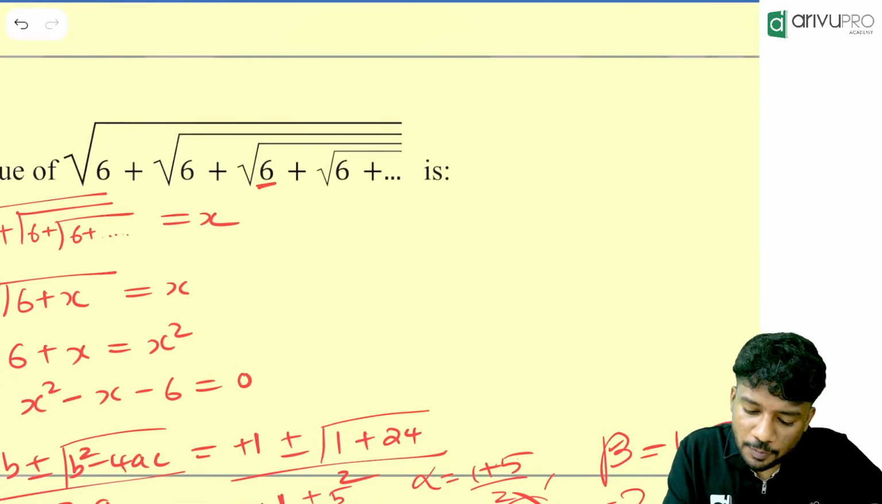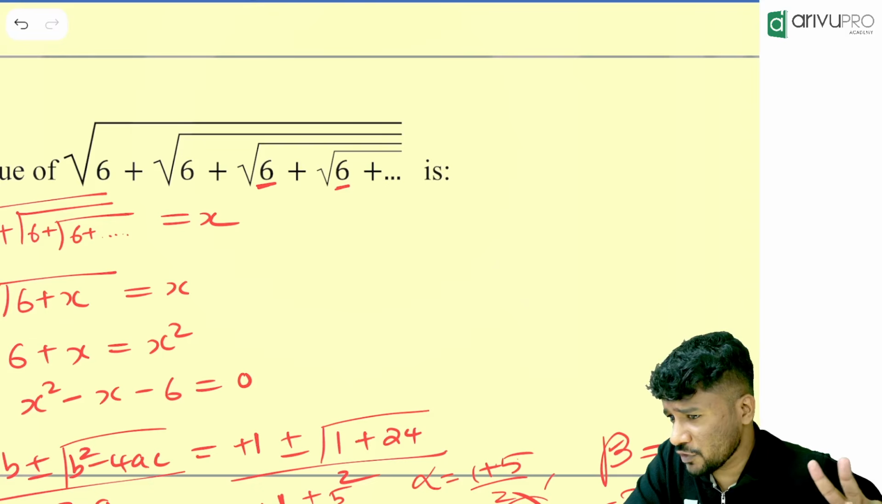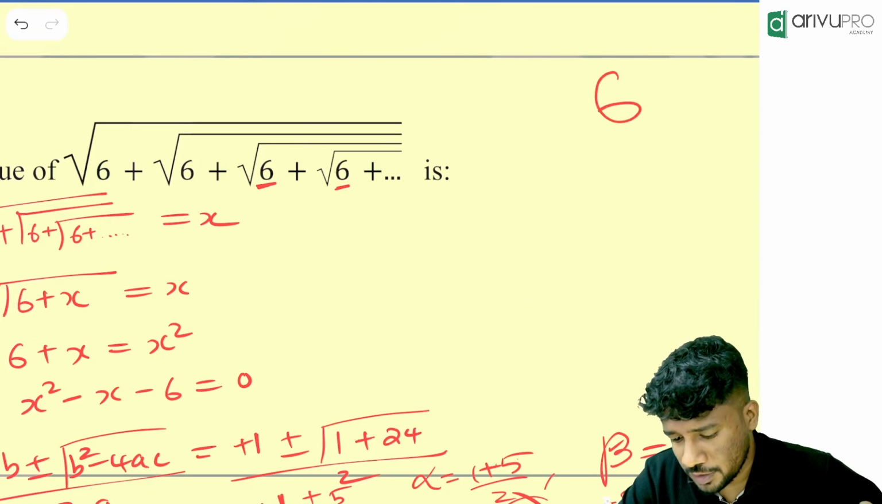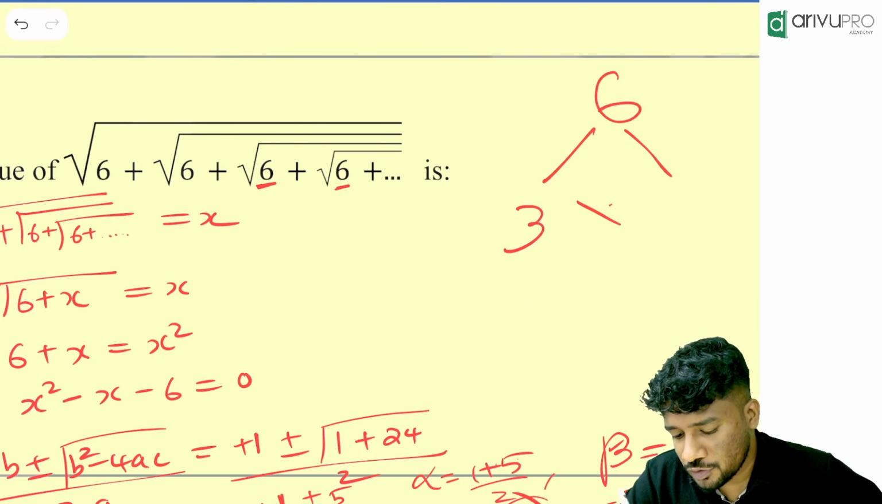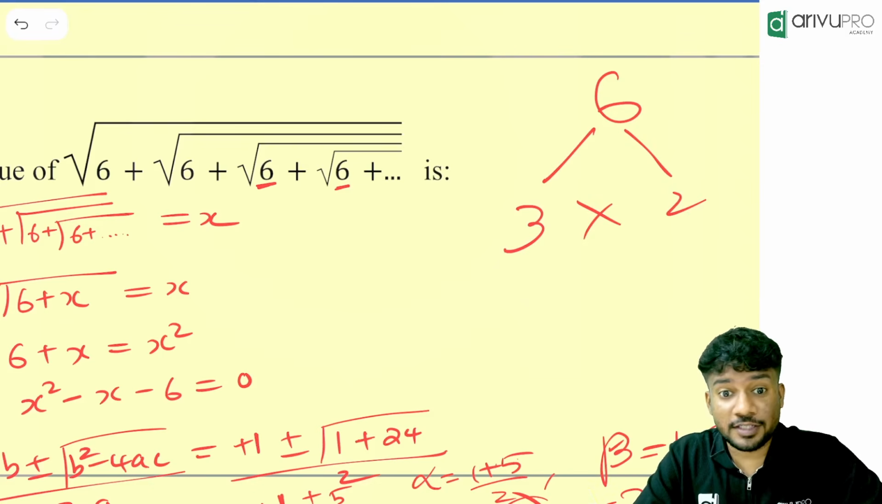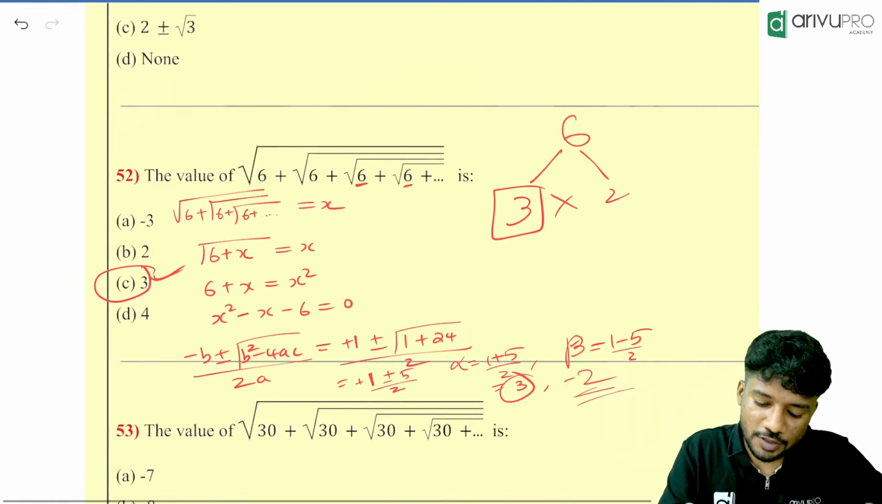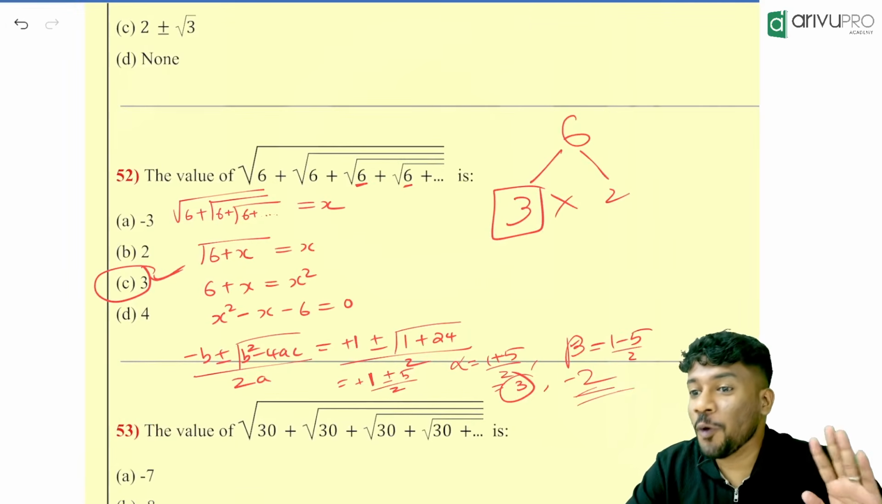6 can be written as a product of 2 consecutive terms. Which are the 2 consecutive terms? Can I write it as 3 into 2? Whenever the question is a product of 2 consecutive terms, the bigger value will be your answer. The answer is 3. No need to do all the steps.